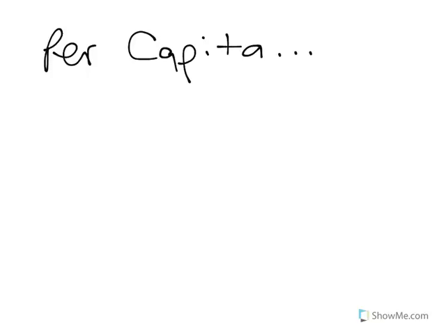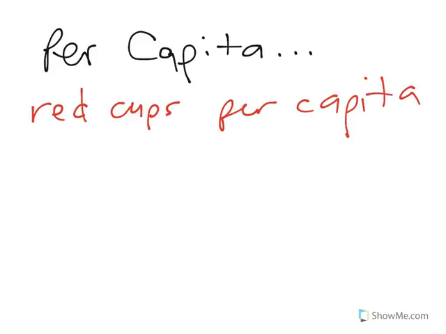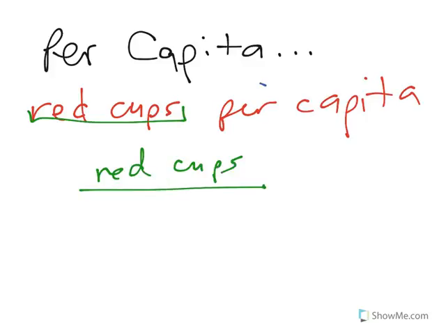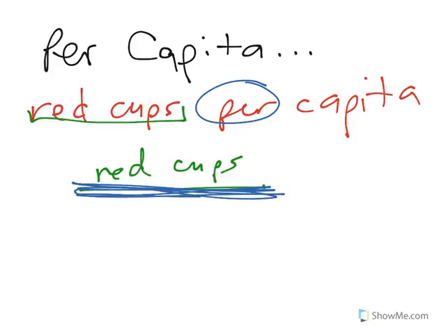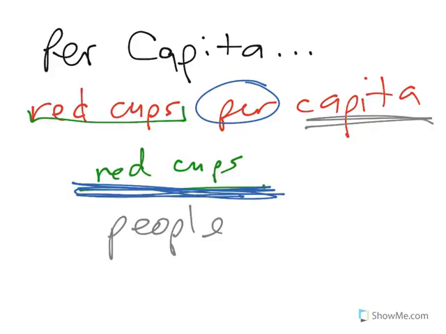Welcome to a review on per capita. So I want to start with just kind of what does per capita mean. We could talk about red cups per capita. And when you see anything like this, whatever comes first would go on top in the ratio. The word per, remember, is that division bar, and then capita means people. So that could be the whole population or whatever people we are talking about in that particular problem.